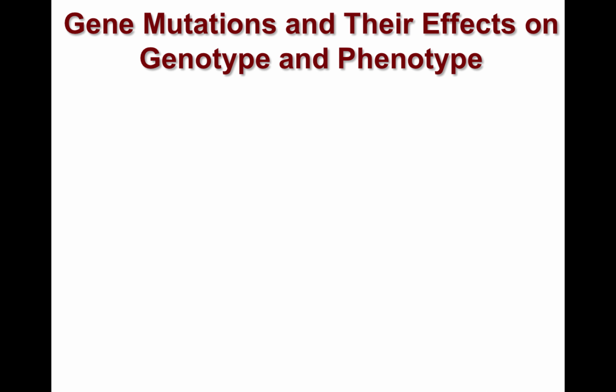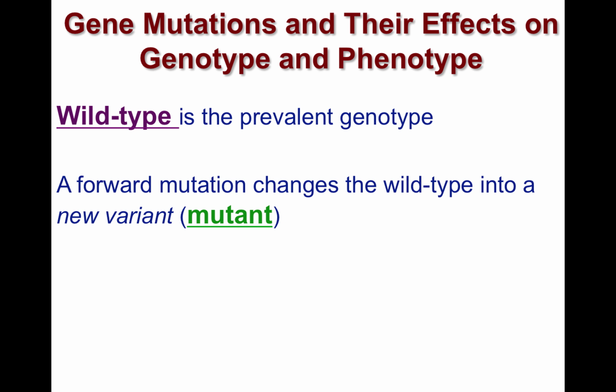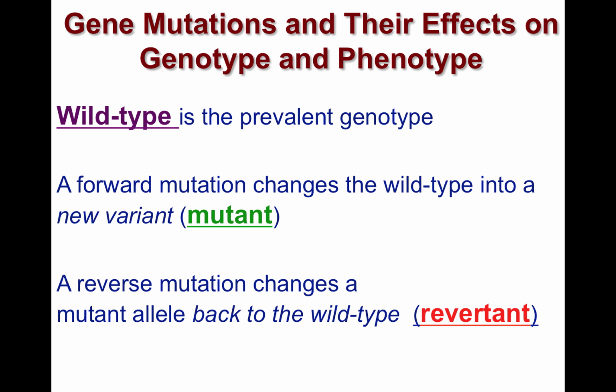Let's get a few terms straight about mutations and their effects on genotype and phenotype. First of all, wild type is the prevalent genotype, the genotype that corresponds to the phenotype that you can observe most frequently within a population. A forward mutation changes the wild type into a new variant or a mutant, and a reverse mutation changes the mutant allele back to the wild type. That is what a revertant means, that you've changed a mutant back to the wild type.